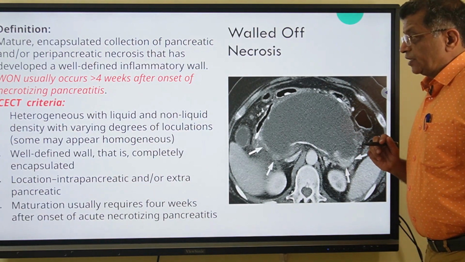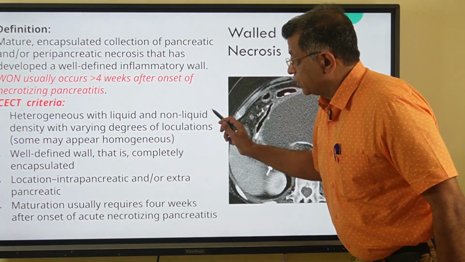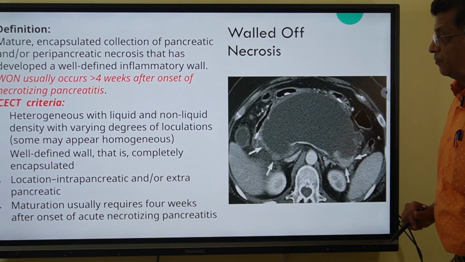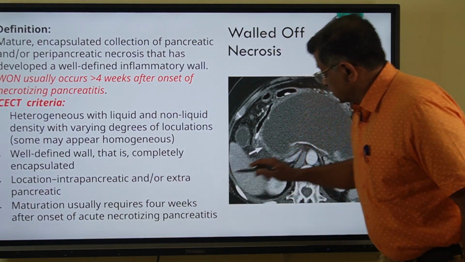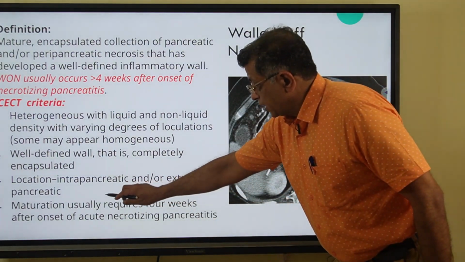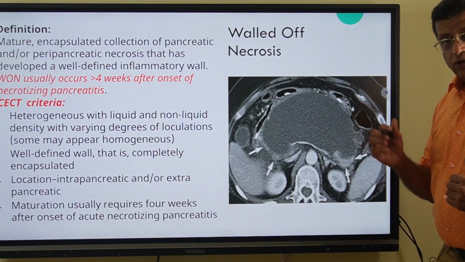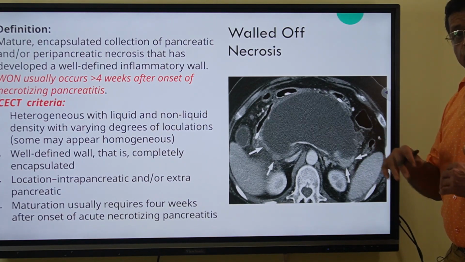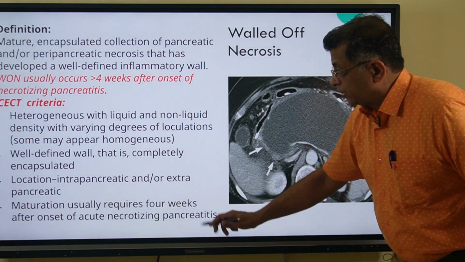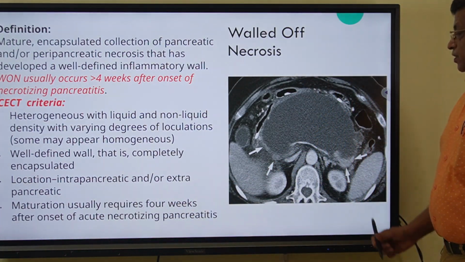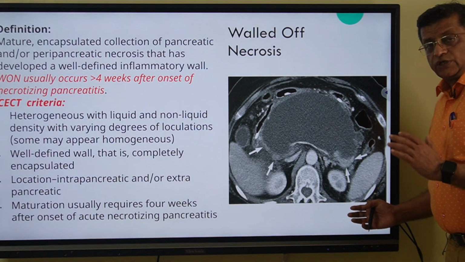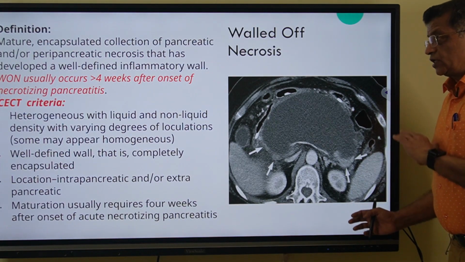What are the CT criteria? Heterogeneous, with liquid and non-liquid density. You can see mostly liquid, but some non-liquid density as well. Well-defined wall, that is, it is completely encapsulated, right? And the location is intra- and/or extrapancreatic. This is in contrast to pseudocyst, which is usually always extrapancreatic, and maturation usually requires 4 weeks after the onset of acute necrotizing pancreatitis. So these are the 4 terminologies: acute collection, acute necrotic collection, then pseudocyst, and walled-off necrosis.